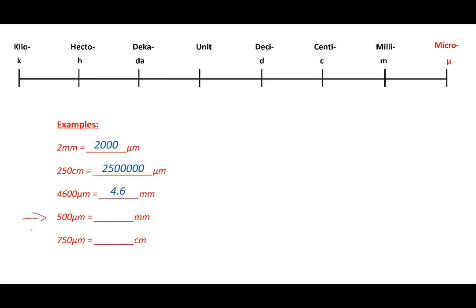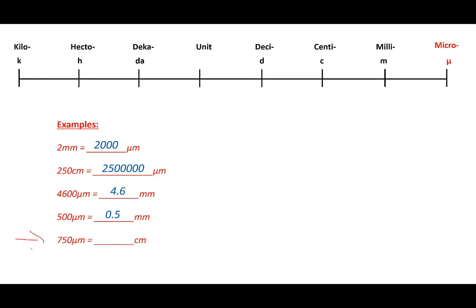All right, let's do the next one. We have 500 micrometers, so we're starting over here, and we want to go to millimeters. Well, once again, we're moving left 3 steps, and so I'm going to write my 500 here. We have an invisible decimal point here. We're moving to the left 3 steps: 1, 2, 3. We'll put that there. We'll clean it up, so it's 0.500, or simply 0.5. So 500 micrometers is the same as half a millimeter, or 0.5 millimeters.